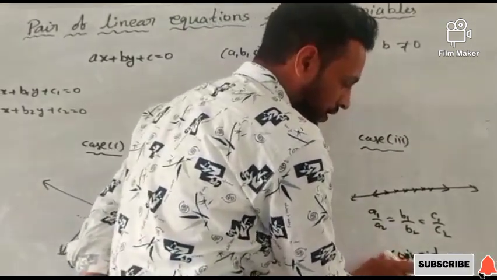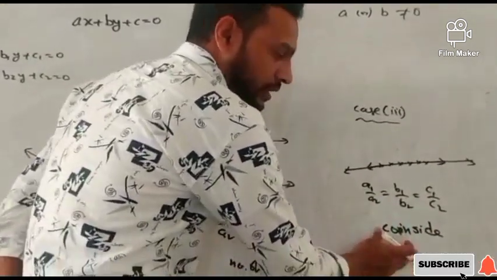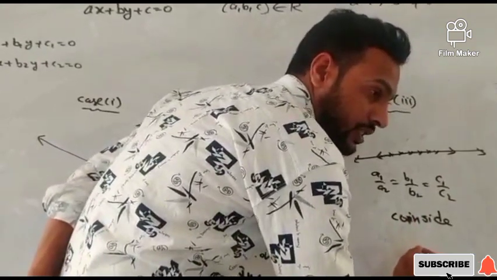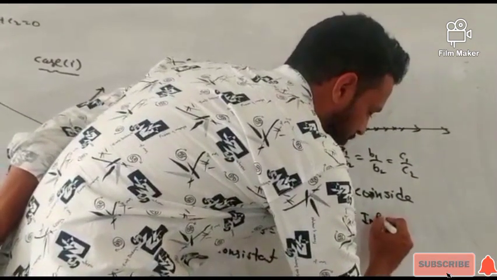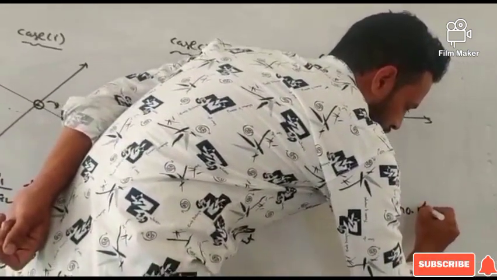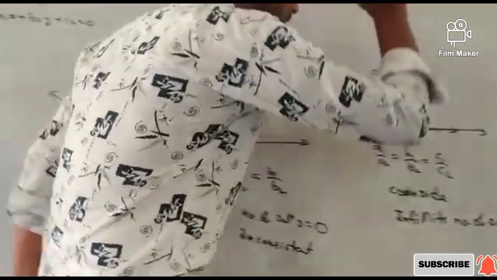So the condition is a1 by a2 is equals to b1 by b2 is equals to c1 by c2. So we can say that these are the coincident lines. Number of solutions, how many solutions are there? Infinite number of solutions here. Okay.